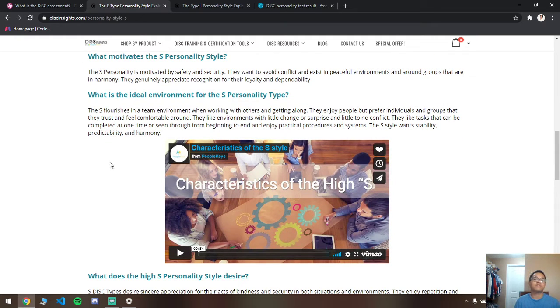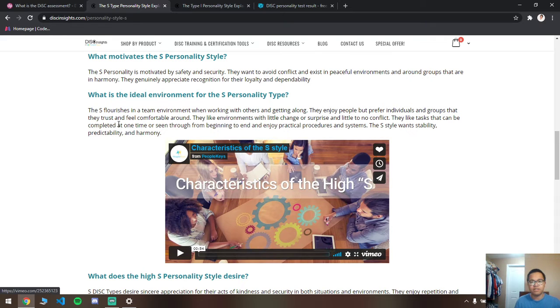What is the ideal environment for the S personality type? The S flourishes in a team environment when working with others and getting along. They enjoy people but prefer individuals in groups that they trust and feel comfortable around. They like environments with little change or surprise and little to no conflict. Actually, that kind of makes sense now.